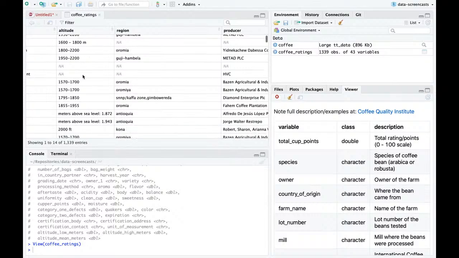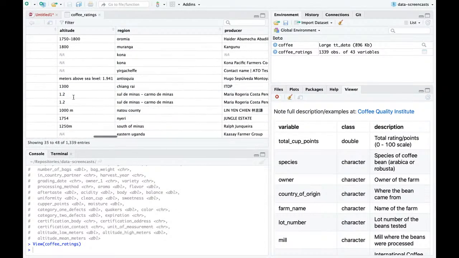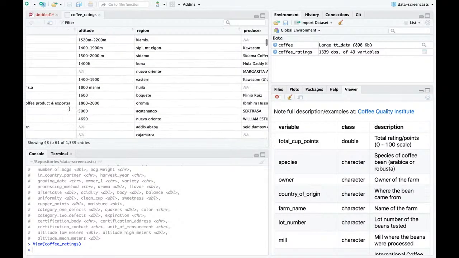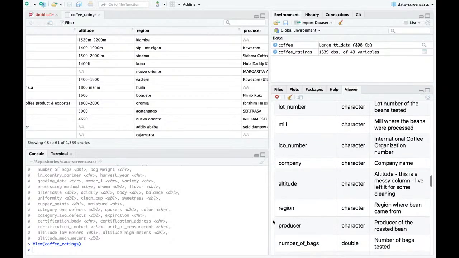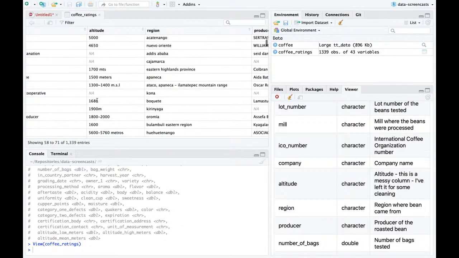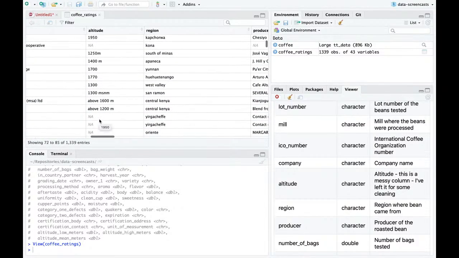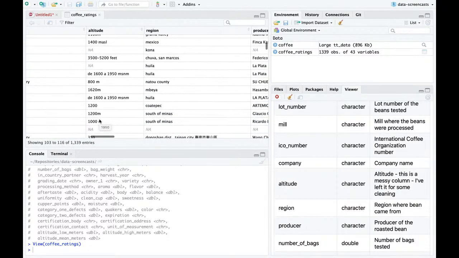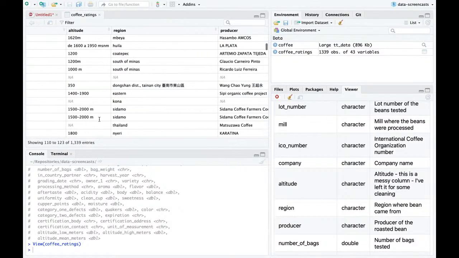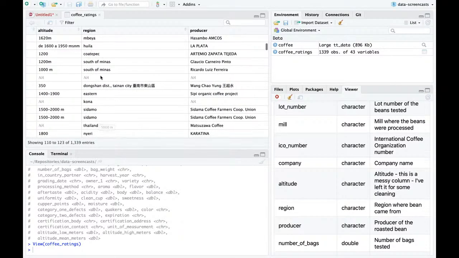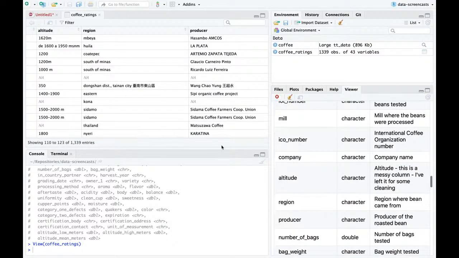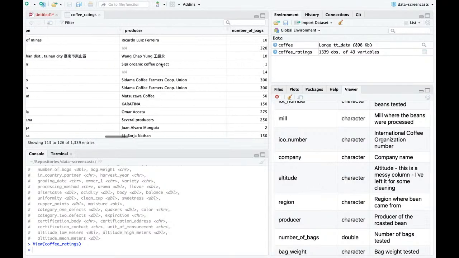There's altitude, and something that looks fun about this is that altitude is possibly in different units. What does this say, altitude? This is a messy column. I left it for some cleaning. That's cool. I'm hoping it's mostly meters, because if it's anything but meters, it's going to be tough. There's region, which also looks like a messy column. Could be a lot of things.